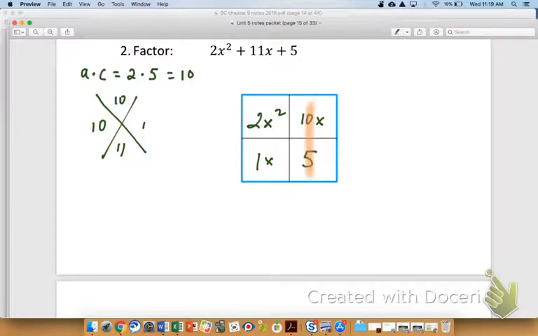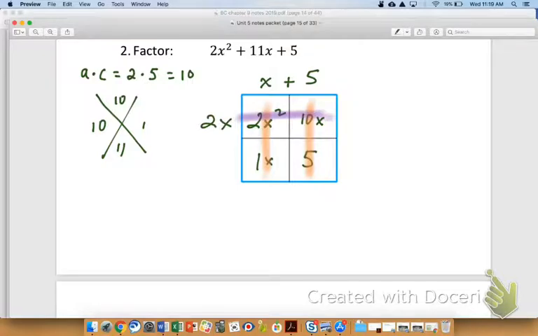All right, what's the GCF between 10x and 5? 5. They both have a factor of 5. Okay, how about the GCF between 2x squared and 1x? There's a common x and that's it, right? And then if I factor along the purple, what's the GCF there? There's a 2 and an x, right? They both have an x in common, and 2 does go into 10, so 2x.